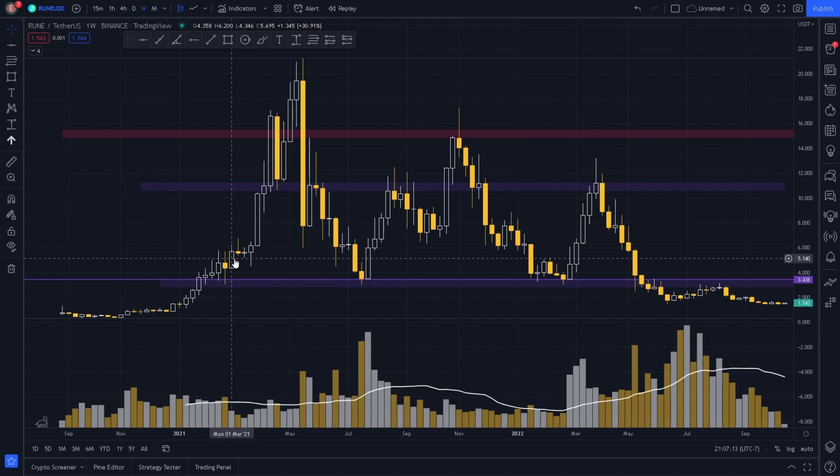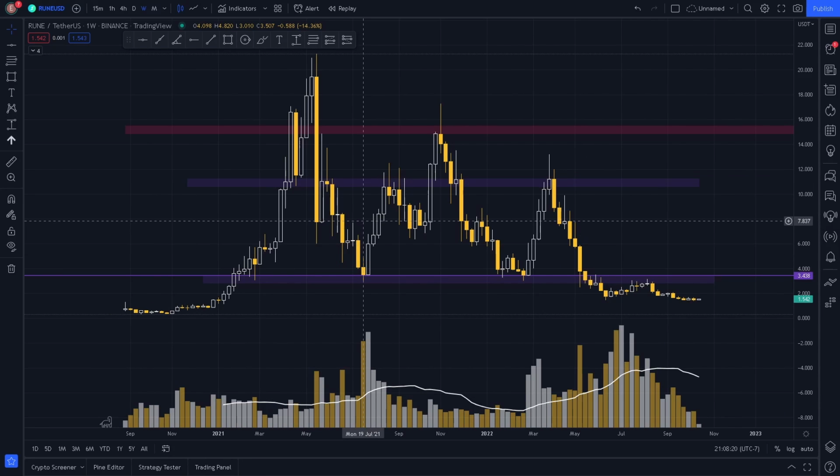So what do we notice? Well, we can see a reaction here, and we see a reaction here, and we see a reaction here. So we have multiple reactions to the same level, and we can also see some candlesticks here reacting to the same level. Now, what else do we see? We notice a reaction at this level right here. Let's go ahead and plot our key level.